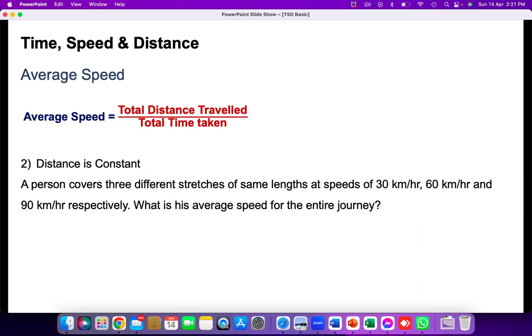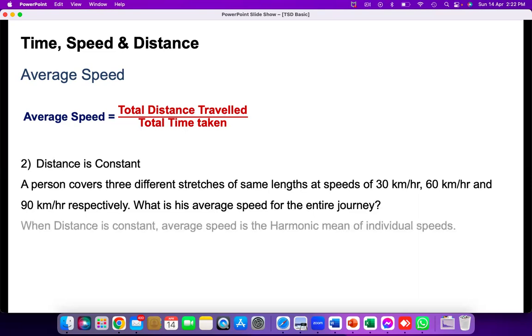Divided by time taken. So time is how much? Time is equal to distance by speed, right? So write d by 30 plus d by 60 plus d by 90 in the denominator, and this is how you get it, right?